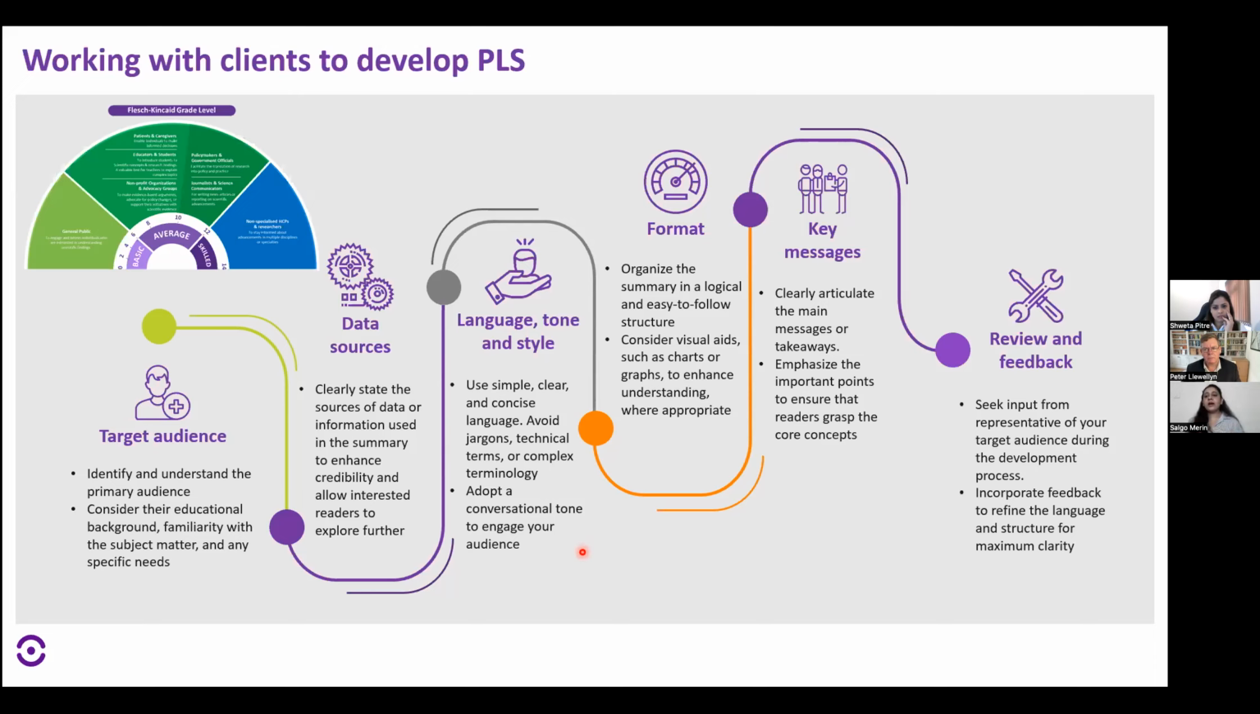Similarly, we should always try to write in an active voice, try to be in a conversational tone throughout the PLS so that it's easier to understand and also engaging. Like we would want our audience to get engaged with the document, want to read through the whole document, not just leave it at the beginning. So a conversational tone and an easy style is much more engaging with the audience.